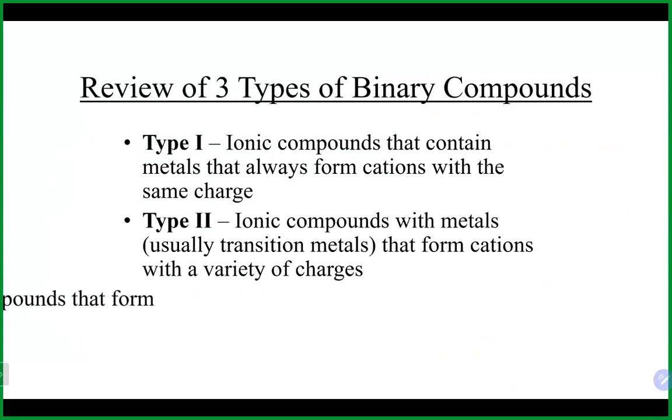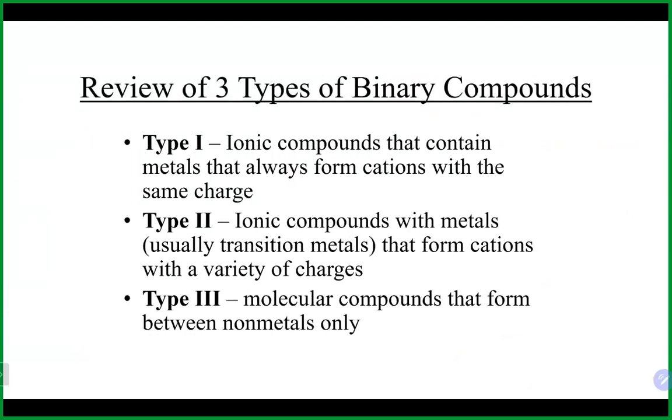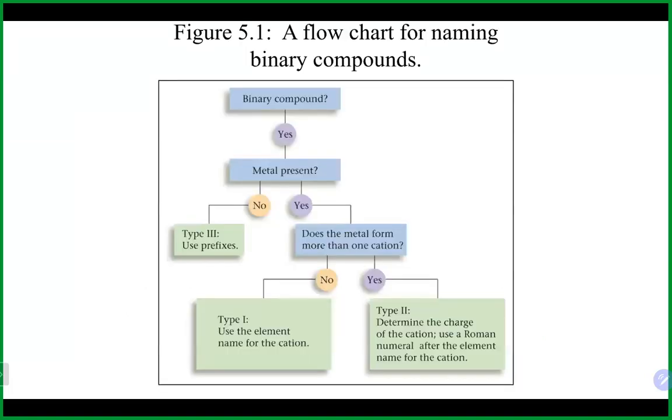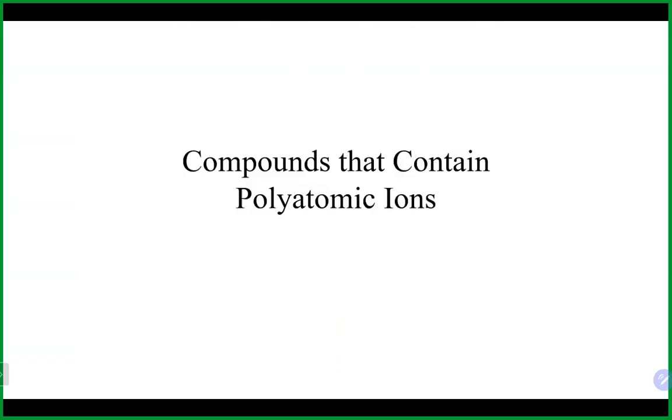All right, so as we just saw there, type 1, type 2 ionic. So basically no Roman numerals, right? Type 2 needs Roman numerals, and type 3 needs prefixes, right? So again, each of these things has their own special thing of naming, basically. All right, little decision tree you can take a look at there.